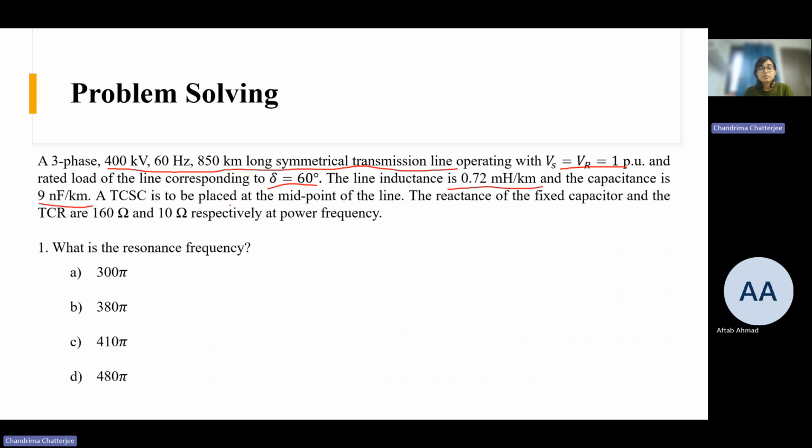A TCSC is to be placed at the midpoint of the line. So at the midpoint, the reactance of the fixed capacitor and the TCR, Thyristor controlled reactor, are 160 ohm and 10 ohm respectively at power frequency. So what is the resonance frequency?